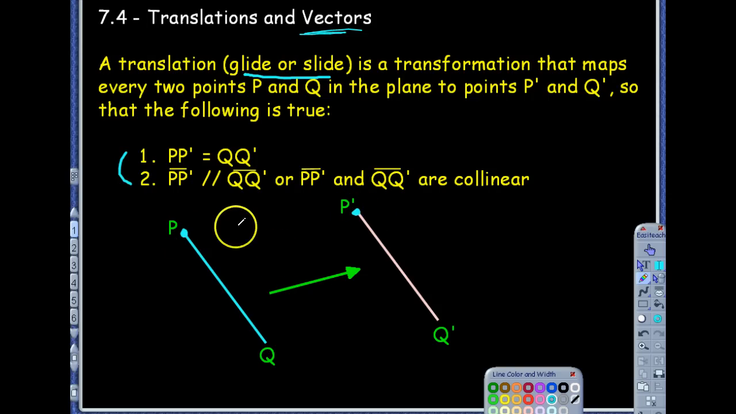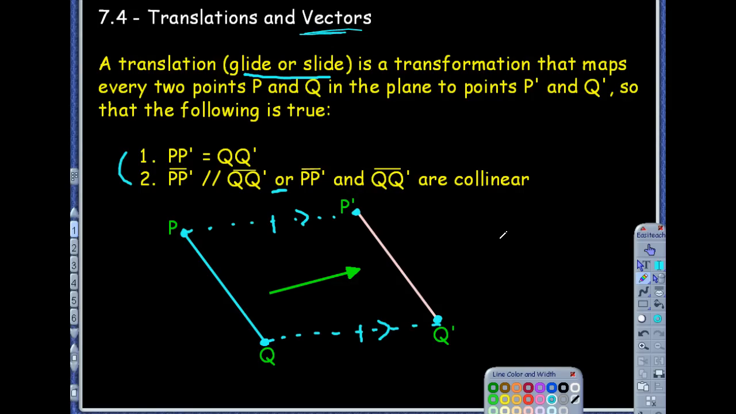Notice the notation. They're saying the distance from here to here is exactly the same as the distance from this other point, this is a pre-image, to its image. So the distance from here to here and the distance from here to here have to be exactly the same for translation to happen. That's one criterion. The other criterion says segment P prime has to be parallel to segment Q prime. These also have to be parallel for it to form the translation correctly, or they are collinear, basically meaning they're the same line.